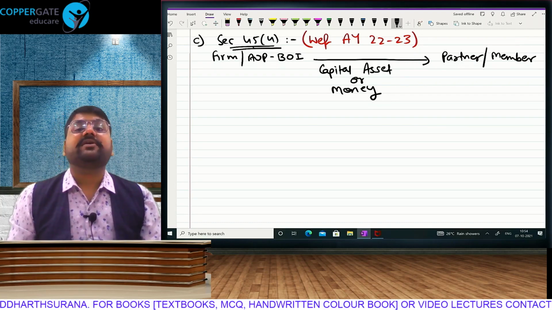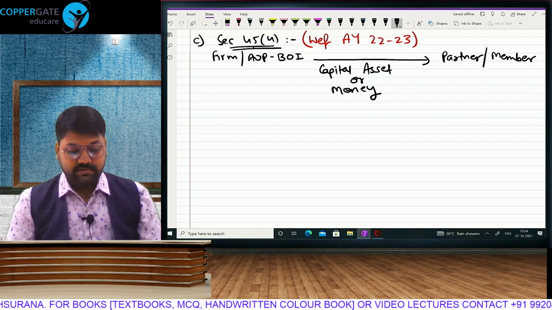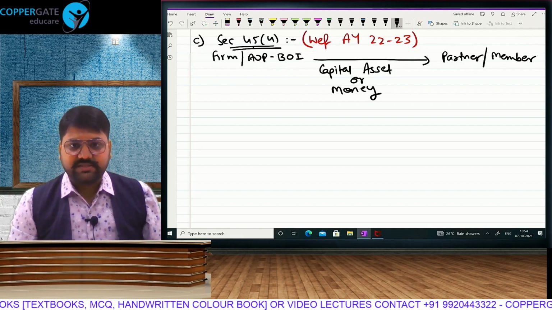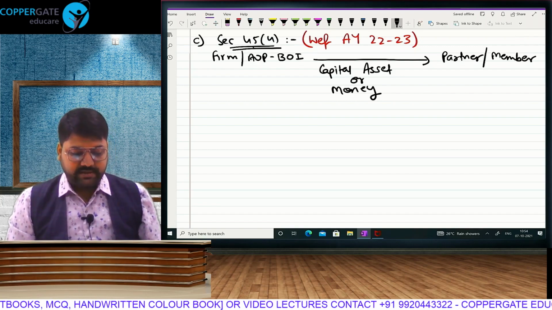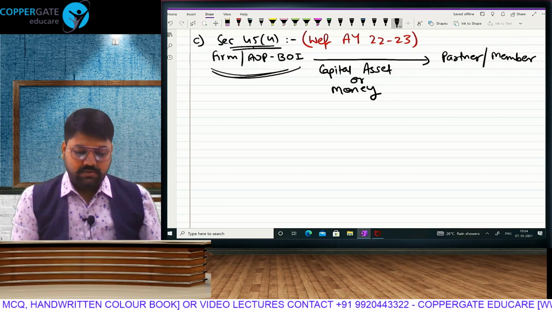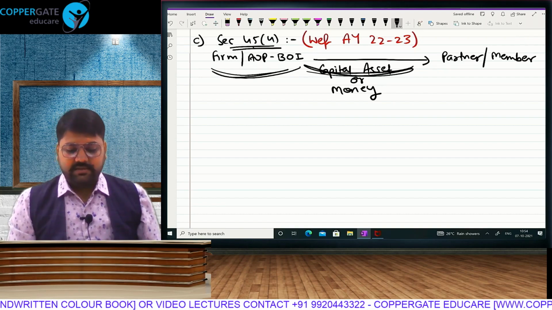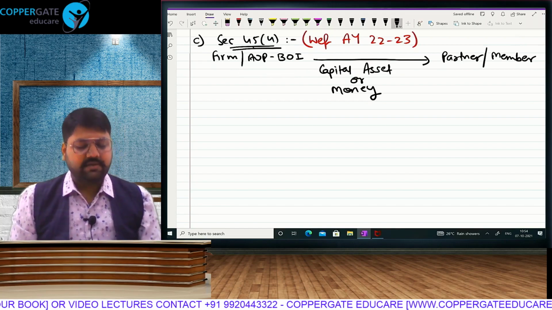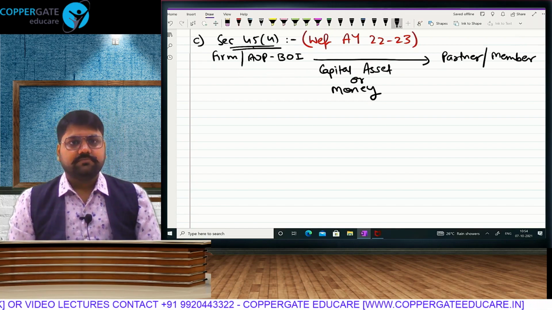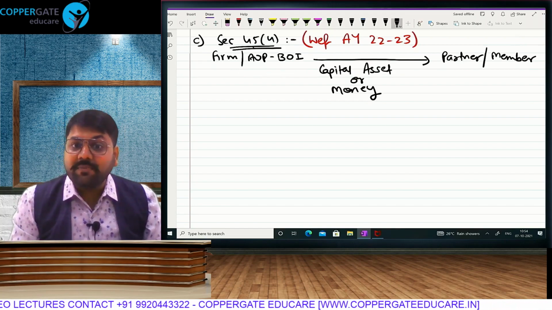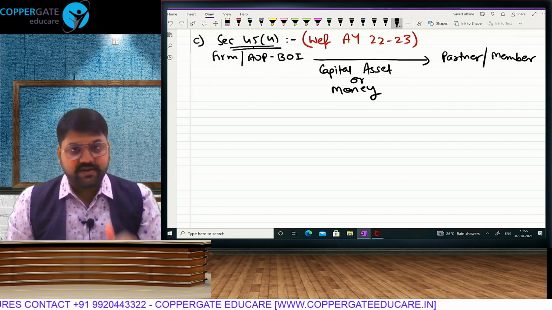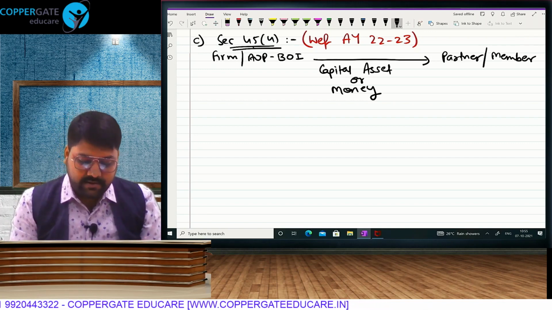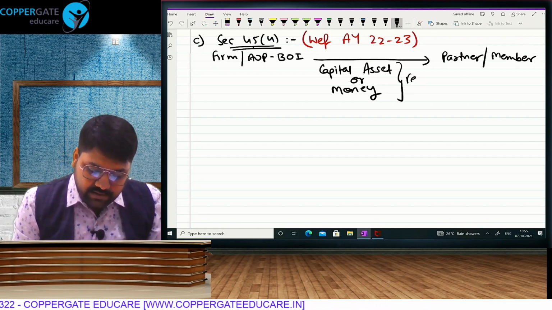And once again there is a particular calculation given here. So the whole confusing aspect out here is, I will of course teach you the calculation, but what is the confusing aspect? Please pay attention. These two, capital asset and these two, are these three things common with section 9B? The transferor is firm or AOP, the asset is capital asset, and the transferee is partner or member.